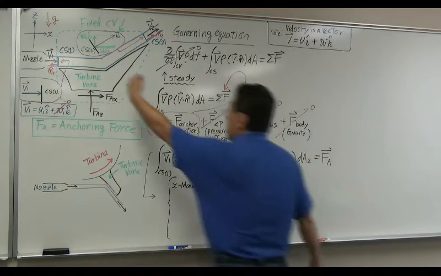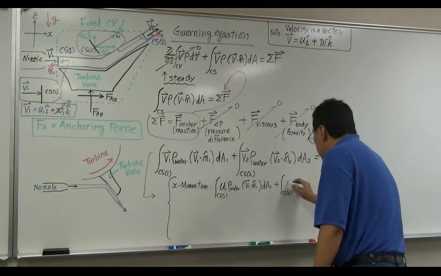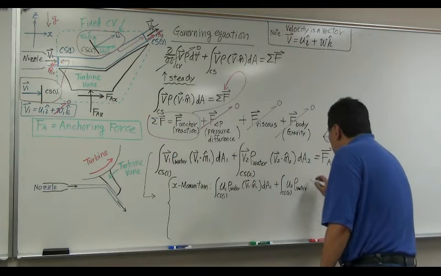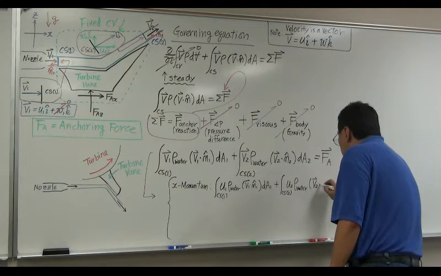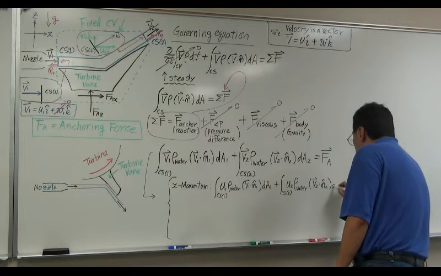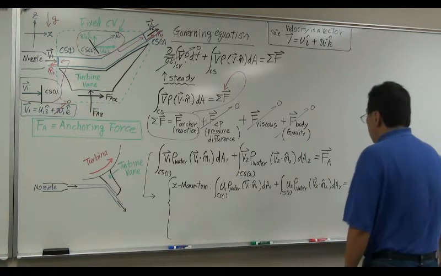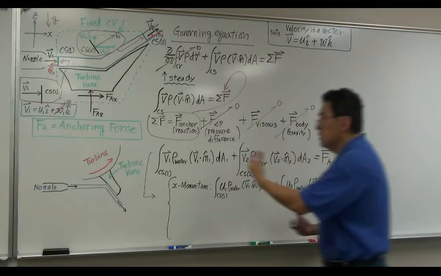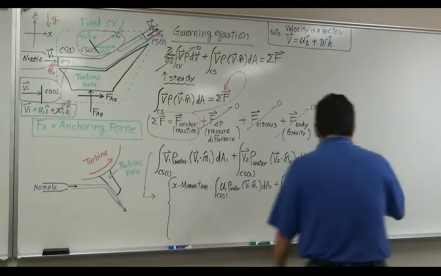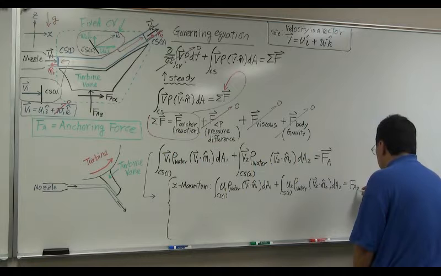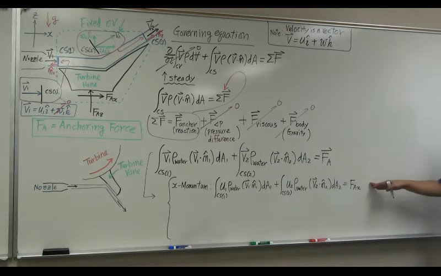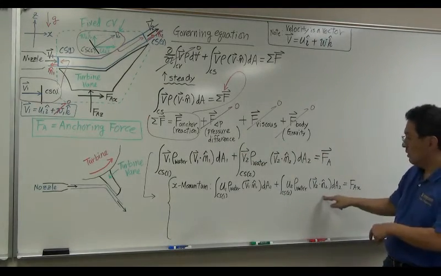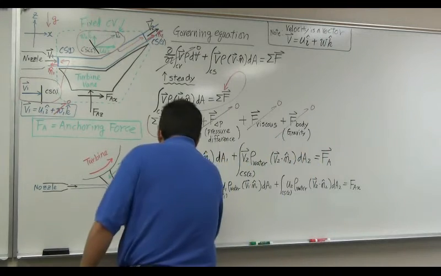plus the integral over CS2. In the x direction you have u2, that's the velocity u2 here, again the density of water, times the dot product v2 dot n2 dA2. The right hand side is equal to the force in the x direction, Fax. This is the x momentum. So this is the equation picking up the x direction component, called x momentum.